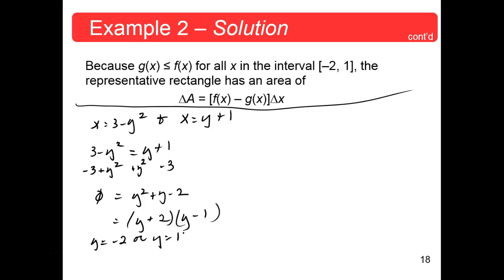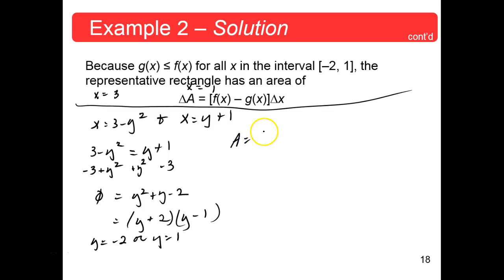Okay, so we're going from minus 2 to 1. Let's pick a value in between those two. 0, why not? So when y is equal to 0, x is equal to 3. And when y is equal to 0 here, x is equal to 1. So who's on top? The first one.